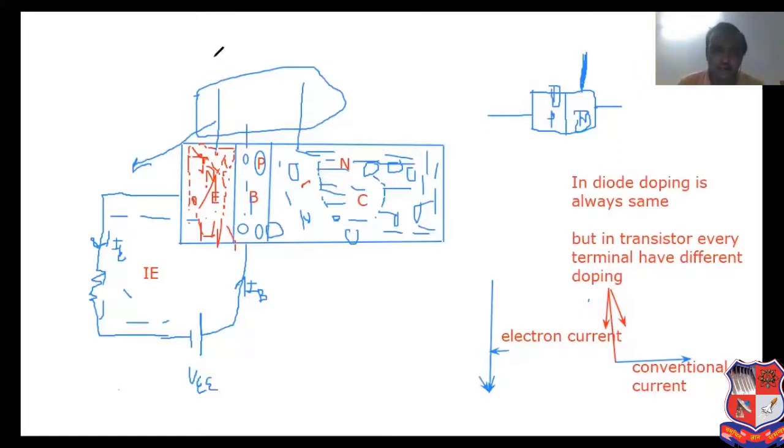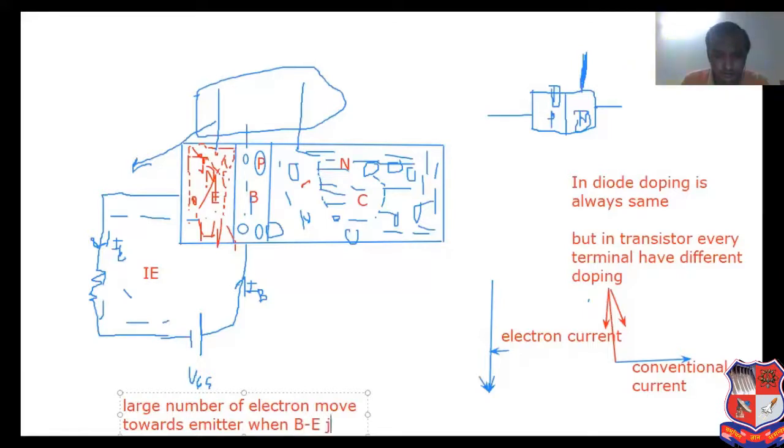I have written here: a large number of electrons move towards the emitter when the base emitter junction is in forward bias. So it is the last statement related to this theory.